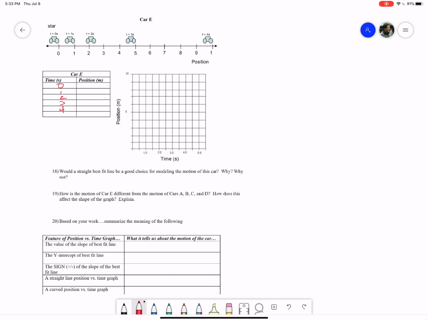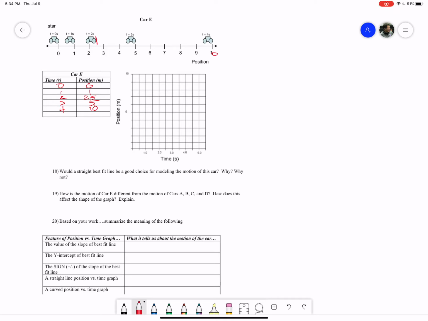Position at time of 0 seconds is 0 meters. So far, so good. Time of 1 second is 1 meter. Yeah, that's easy. 2 seconds. At 2 seconds, I would assume that if we're looking at the front of all these cars, well, the front of this car is past 2. I'm going to guess that's about 2.5. All right, 3 seconds is 5 meters. And 4 seconds is going to be 10 meters.